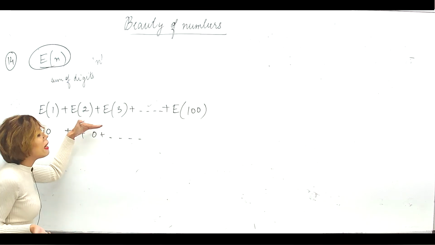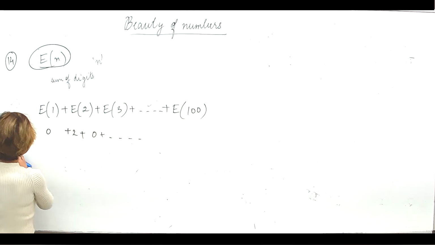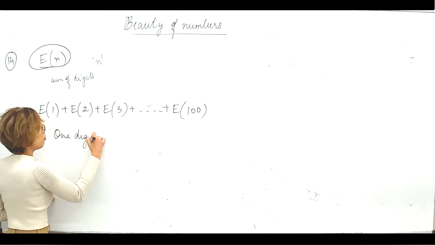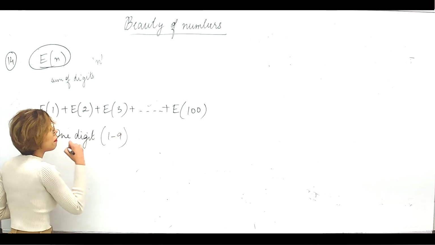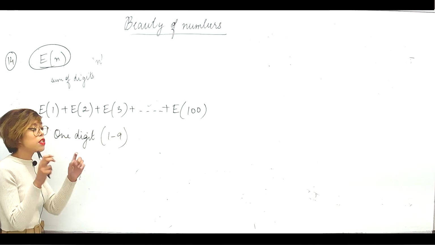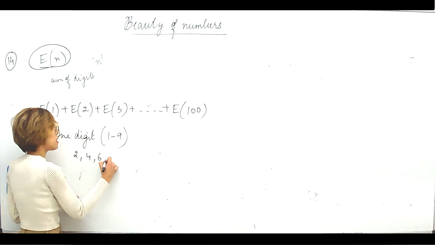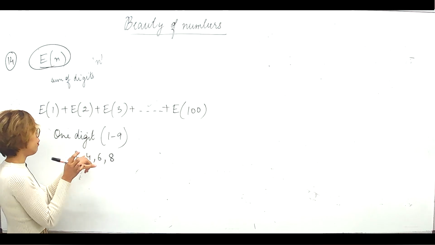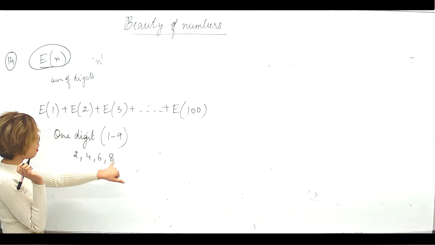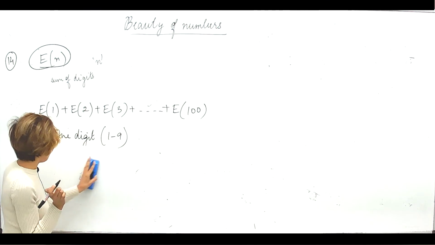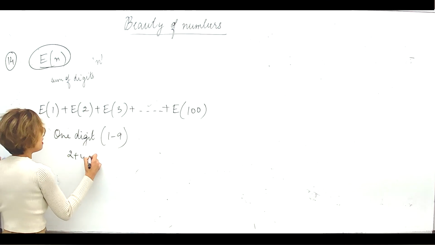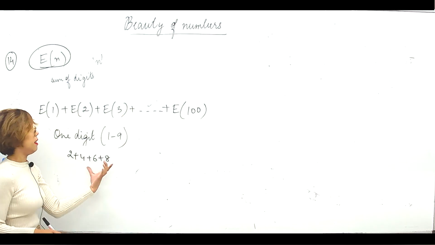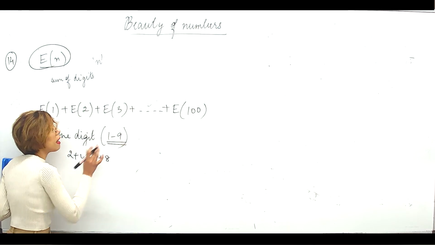So let me segregate the problem into 3 parts. First of all, I will talk about the 1 digit numbers, that is 1 to 9. Now, definitely the even digits will be 2, 4, 6, 8. That means from here, E of 2 will be 2, E of 4 will be 4, E of 6 will be 6, E of 8 will be 8. So from here, I should get 2 plus 4 plus 6 plus 8. I've written that. So for 1 digit numbers, 1 to 9, I've got this.